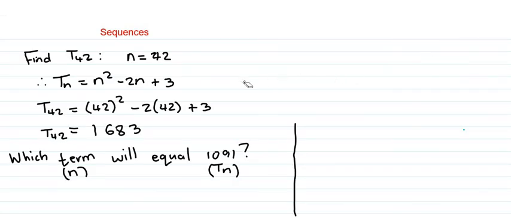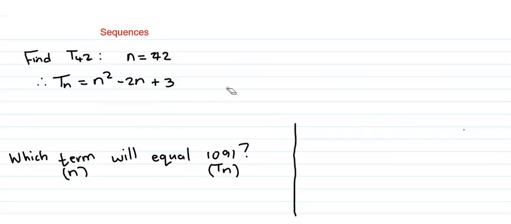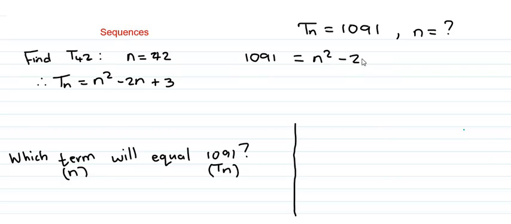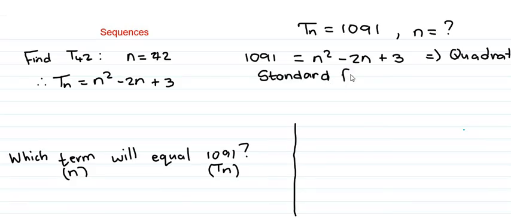we check in this formula of ours. TN is 1091. So we substitute into this formula. TN is 1091, equals n squared minus 2n plus 3. And then from there, we see that this is quadratic. And if this equation is quadratic, we must write it in standard form.